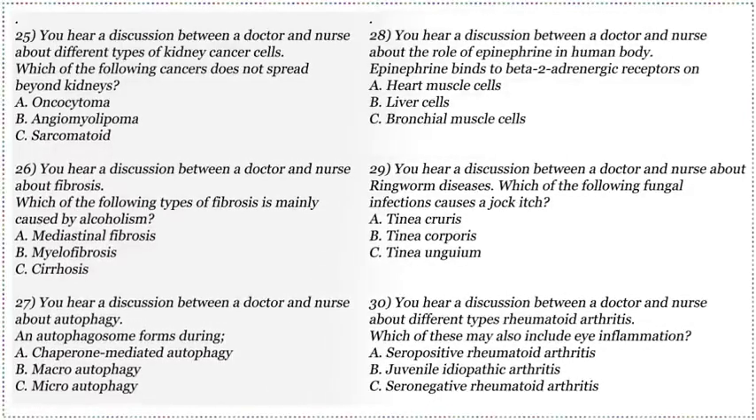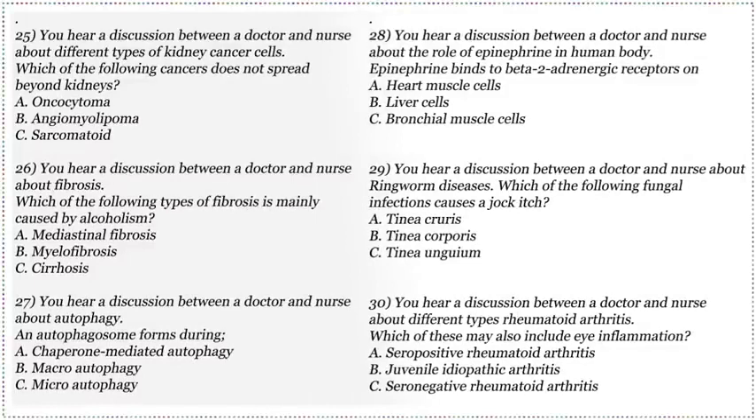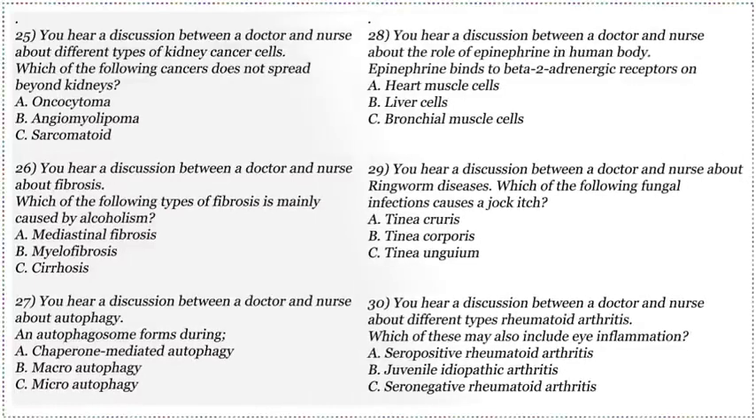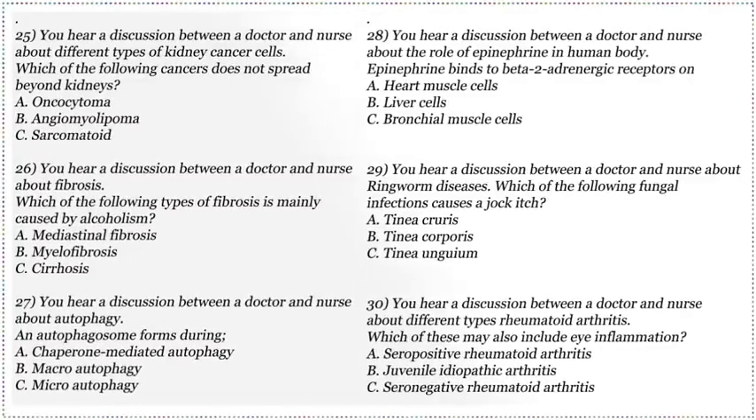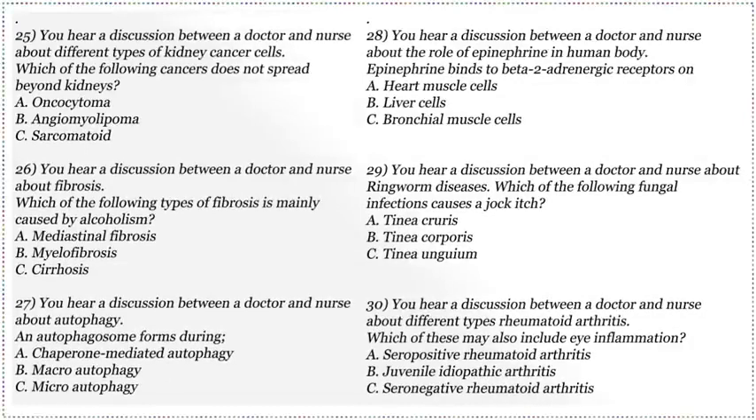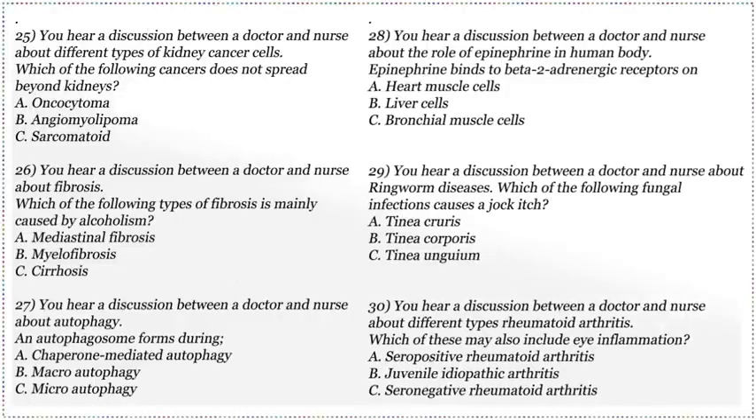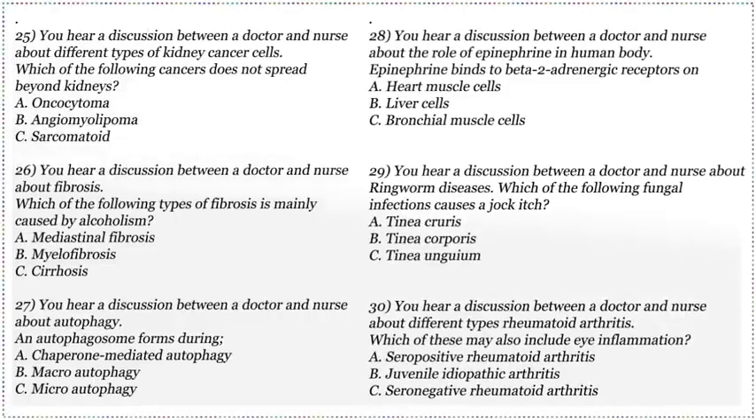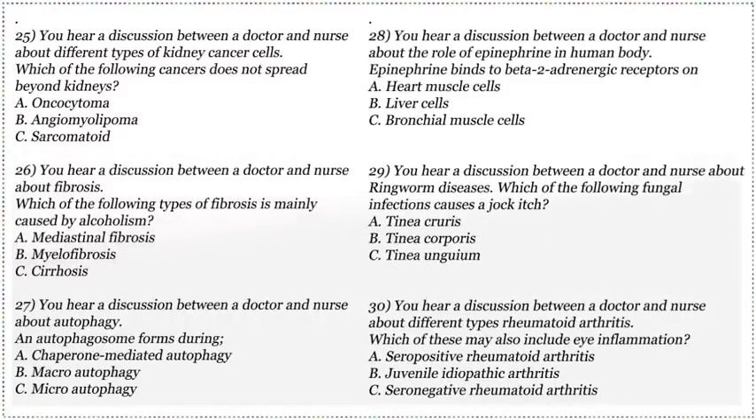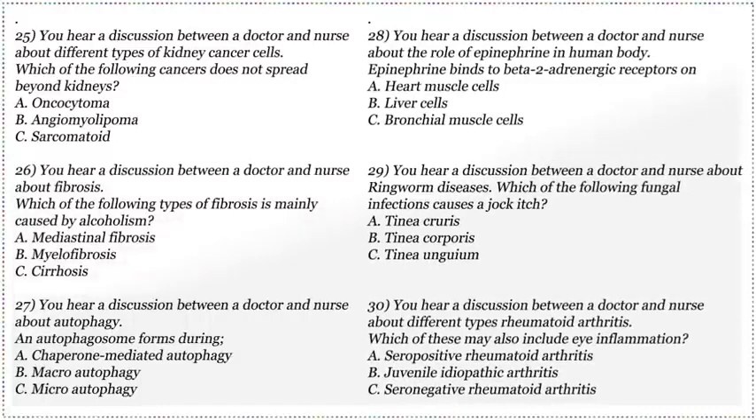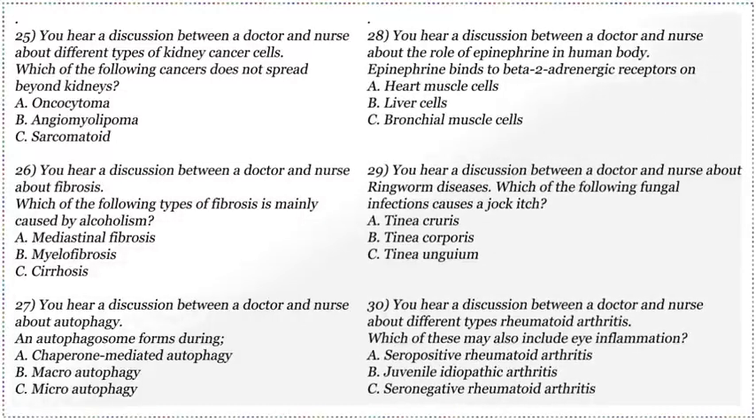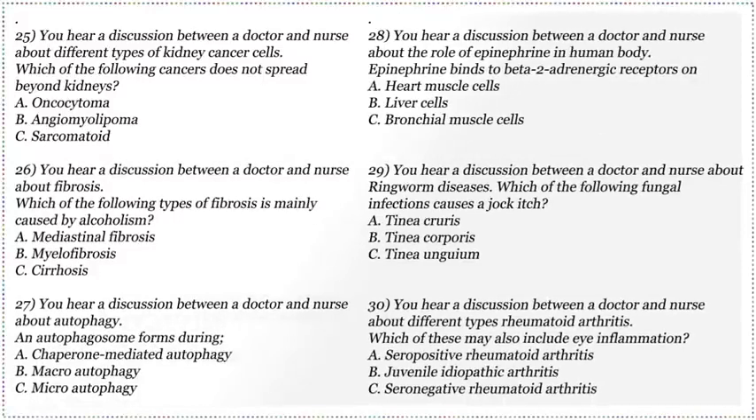Areas of the body that can be affected by ringworm are: tinea pedis, which infects the feet and is also called athlete's foot. Tinea cruris infects inner thighs, groin, or buttocks, which is also called jock itch. Tinea capitis infects the scalp, and tinea barbae infects the beard.